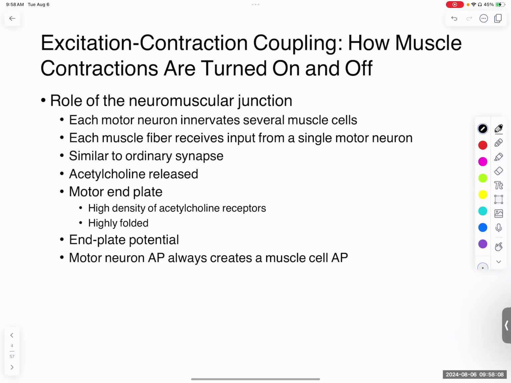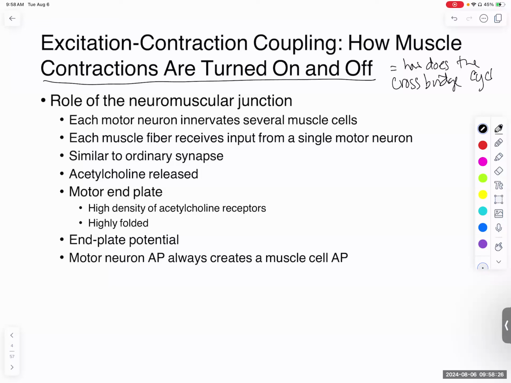So excitation-contraction coupling is where we're coupling how the cross bridge cycles are turned on and off. So when it says how muscle contractions are turned off, it's really how does the cross bridge cycle get turned on and off? And it's kind of what I was talking about, is that we have a neuromuscular junction.